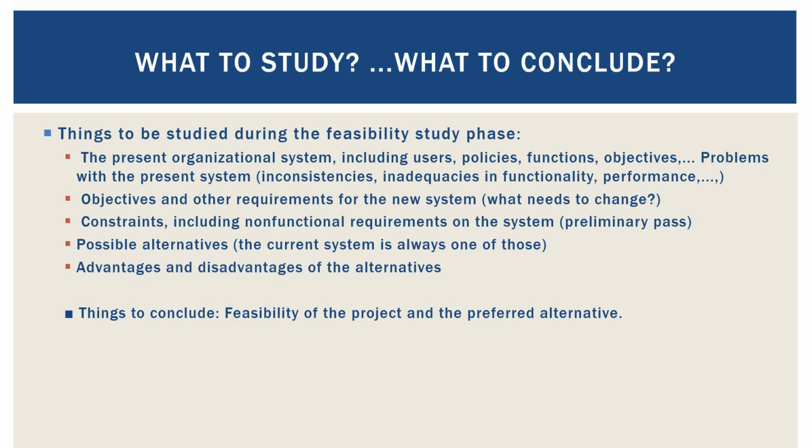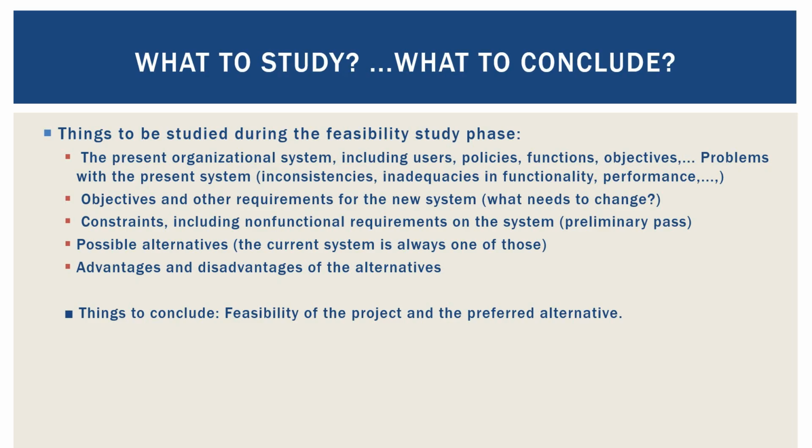Then we need also to study constraints, including non-functional requirements of the system. You can have what we call a preliminary pass of the feasibility, where you don't rush to say no. These are the constraints, the non-functional requirements. Then you need also to consider possible alternatives. What are the possible alternatives? Of course, when we're looking at the possible alternatives, we're always looking also at the current system as one of those, because we have already chosen it. Then we need also to look at the advantages and disadvantages of the alternatives. Right, so what are we going to conclude at the end of the feasibility study phase?